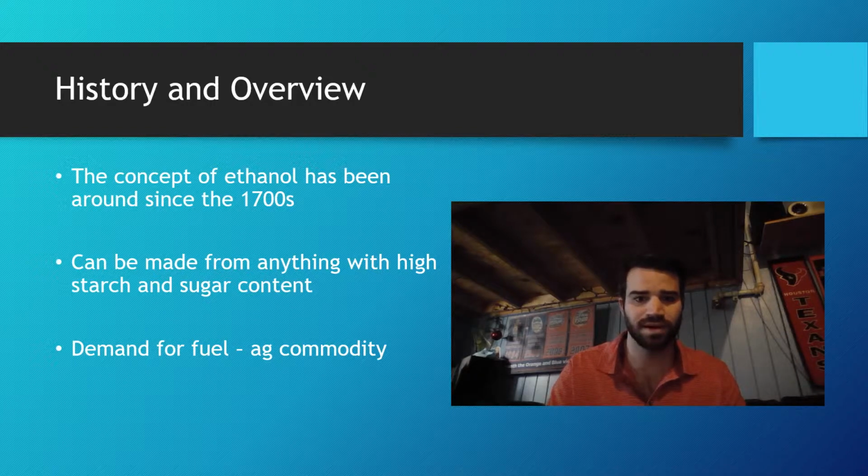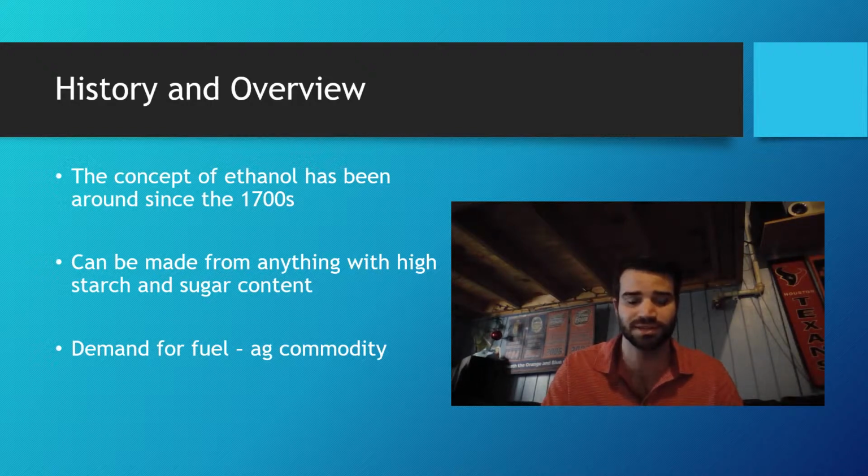Looking at the ethanol overview and history, the original concept of ethanol, which is basically just transforming any kind of biomass into alcohol, has been around since about the 1700s. However, in modern times, the new technology development of using ethanol fuel has made it a very important agricultural commodity worldwide. Fuel ethanol can be made from anything that has high starch or sugar content. That could be corn, barley, sugar cane, sugar beet, timber, really anything.